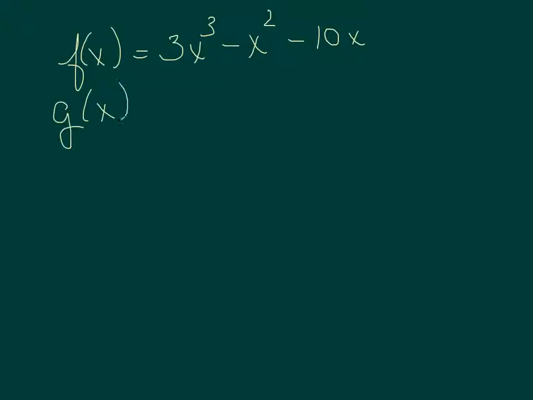Functions that we're going to look at intersect more than once, or at more than 2 points, and we're going to have to find all those points of intersection. So if we have the function f of x equals 3x cubed minus x squared minus 10x, and g of x equals negative x squared plus 2x. Now, we're going to work through this like we don't have a calculator available because this is a simple enough function we could figure out what's going on here.